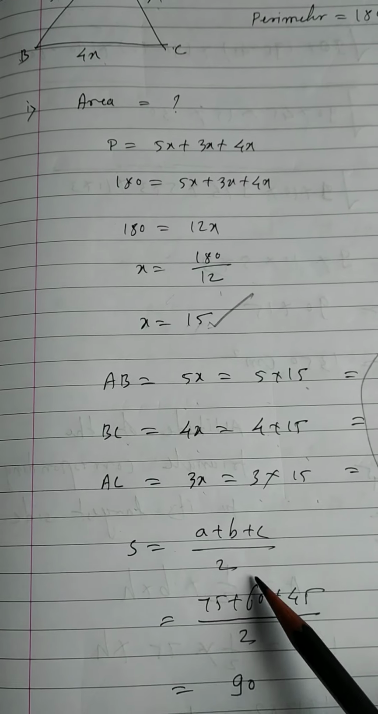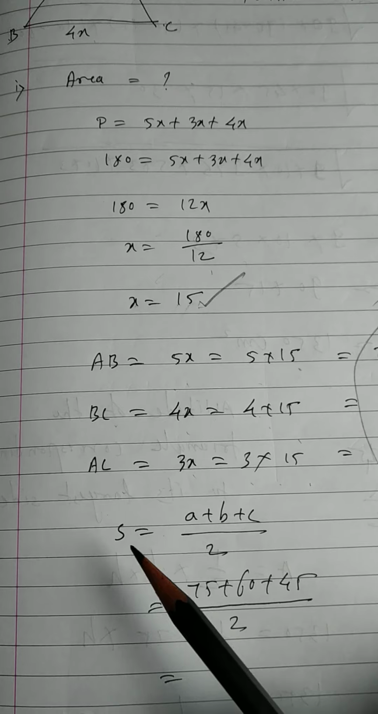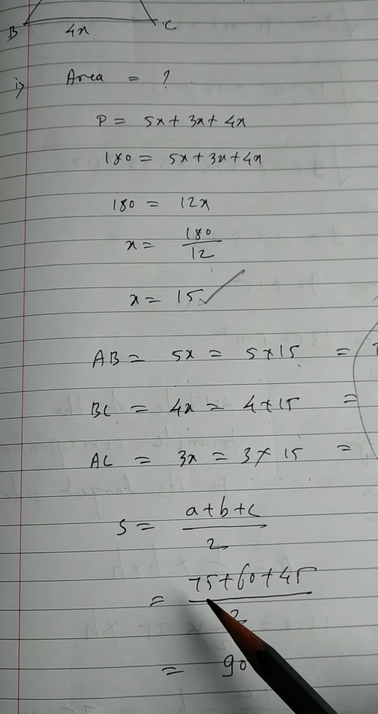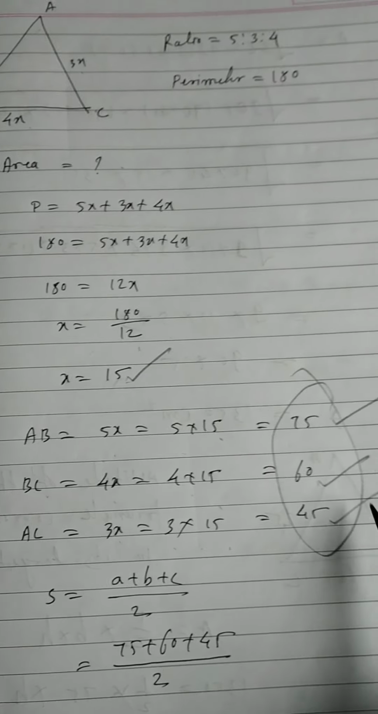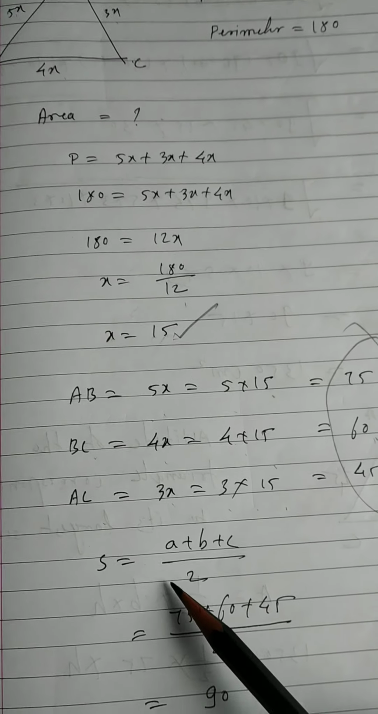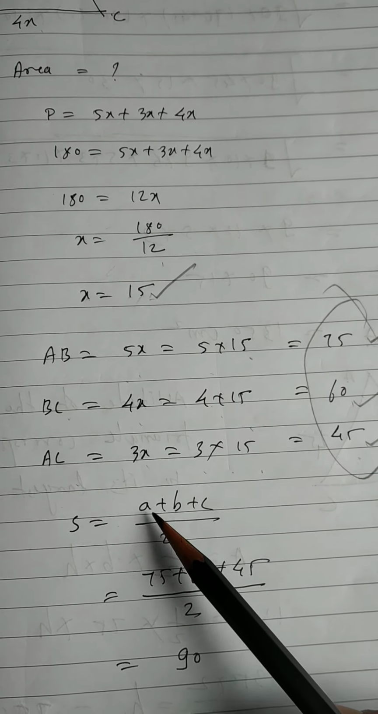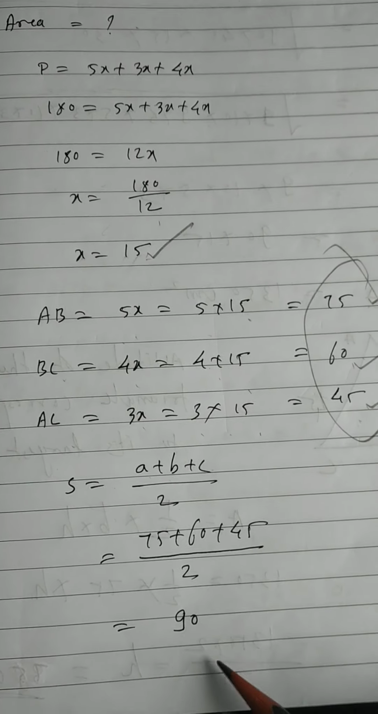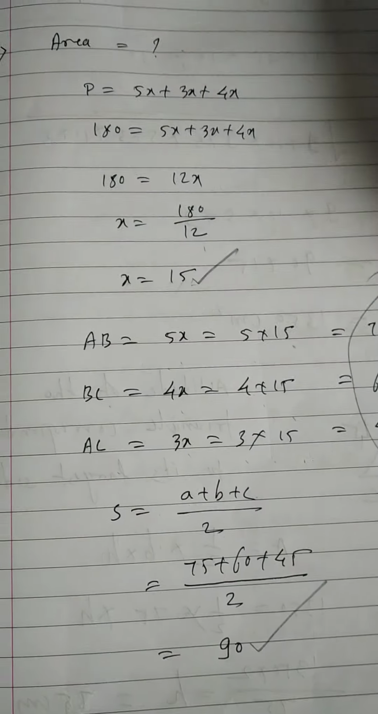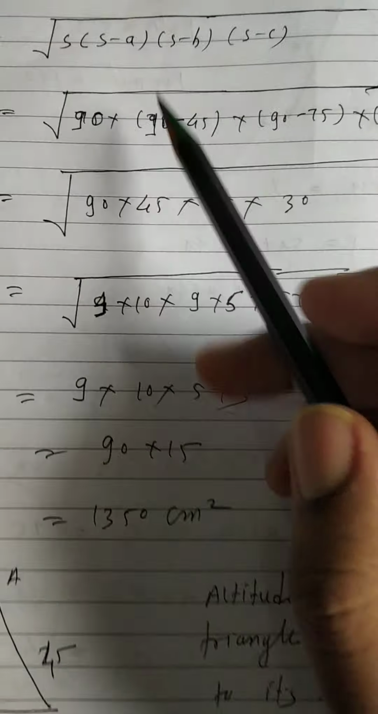Okay, I'll go for the area of the triangle now. So for that I need to calculate the semi-perimeter. I am going for Heron's formula. Why am I going for Heron's formula? Because these 3 sides are different. So the semi-perimeter will be a plus b plus c upon 2. It comes to 90. Now I'll go for Heron's formula.